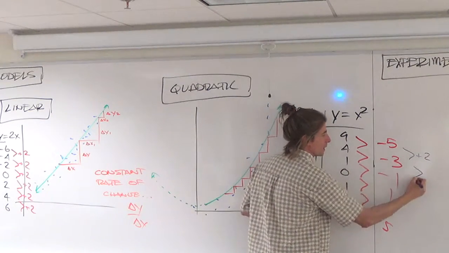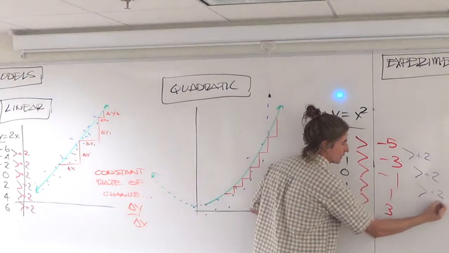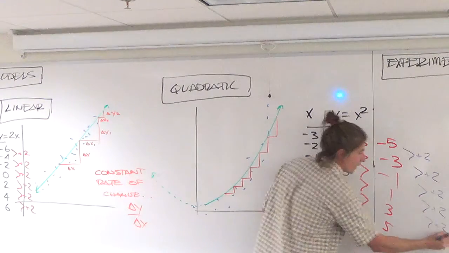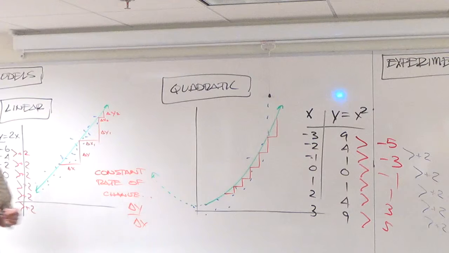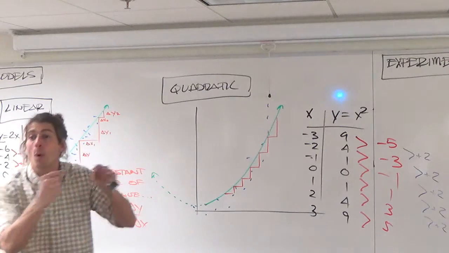Up 2, up 2, up 2, up 2, up 2. Hell yeah, and that's what makes it interesting. That's the characteristic quadratics have. Cubics have it too. Cubics have a constant difference, but you have to bump out one more.